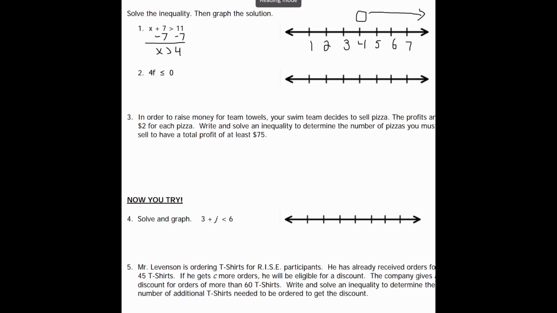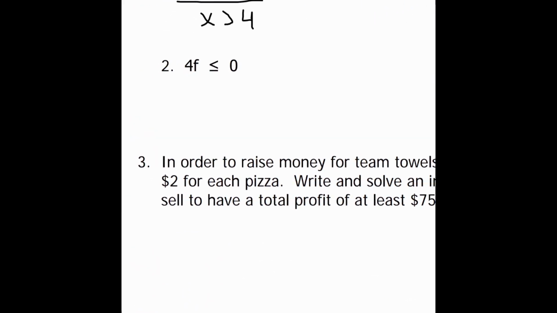Number 2, 4f is less than or equal to 0. I'm going to use my inverse operation to isolate the variable. 4f, that is the operation of multiplication, so I'm going to divide both sides by 4. The 4's will go away, and f is less than or equal to 0 divided by 4 is 0. So f is less than or equal to 0.